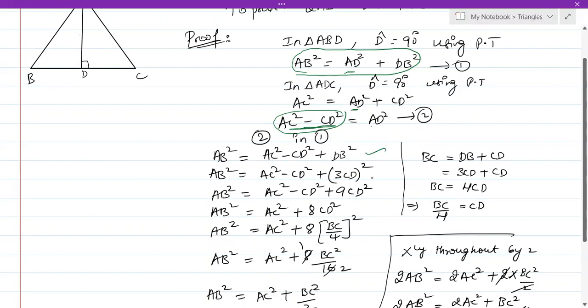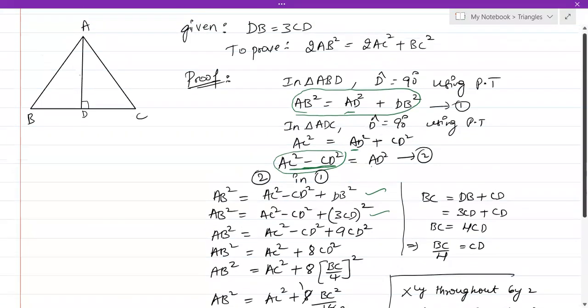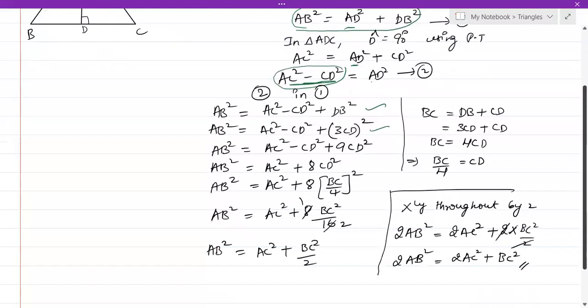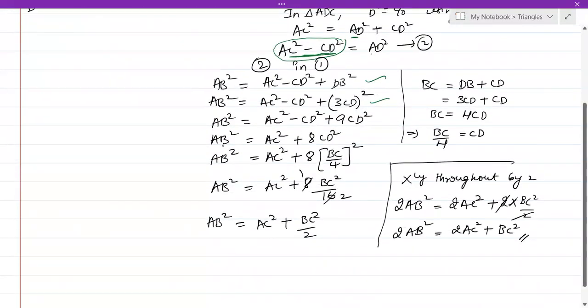In the next step, instead of DB, I've written it as 3CD because it's given in the question itself. As you can see, it is given in the question, DB is 3 times CD. So we have used that. So we ended up with AB square is equal to AC square plus 8CD square, but I don't want CD. So instead of CD, I wanted BC. So from the figure, BC can be written as DB plus CD, but DB is 3CD. Therefore, BC can be written as 4 times CD, or CD can be written as BC by 4. On substituting, we have got the answer. So let's get into the next question.